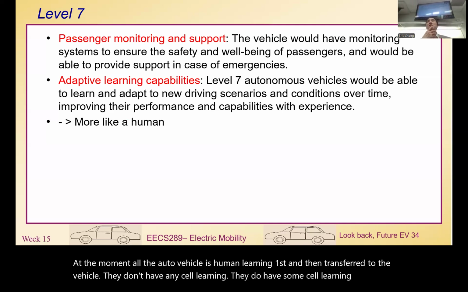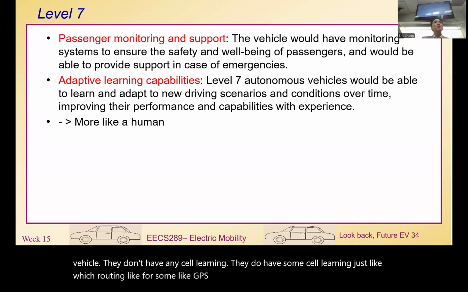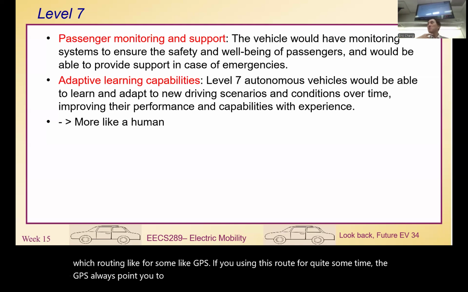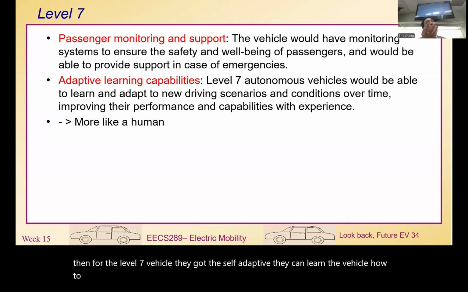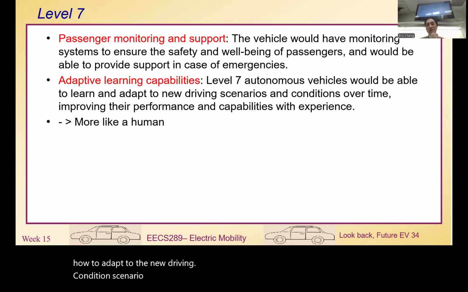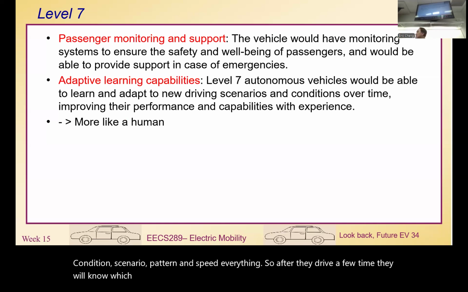Like for example GPS: if you use a route for quite some time, the GPS always points you to this route because it thinks this is the route you like. And then the level 7 vehicle has self-adaptation. It can learn how to adapt to new driving conditions, scenarios, patterns, and speed, everything. After driving a few times, it will know which way is better. They become more intelligent, more like a human.